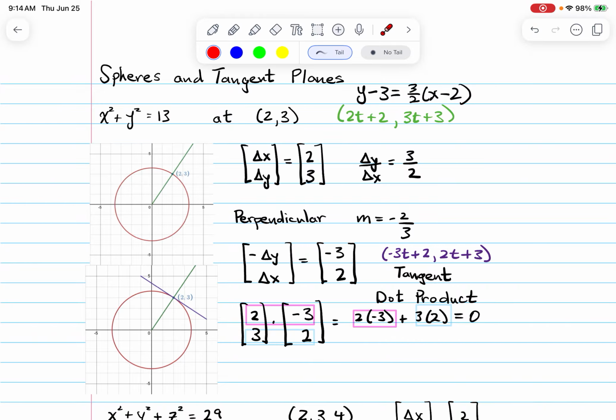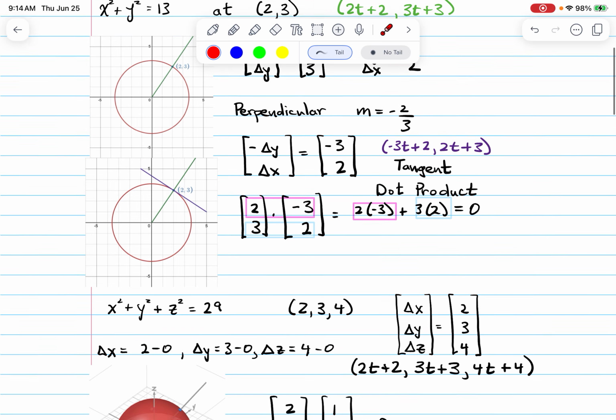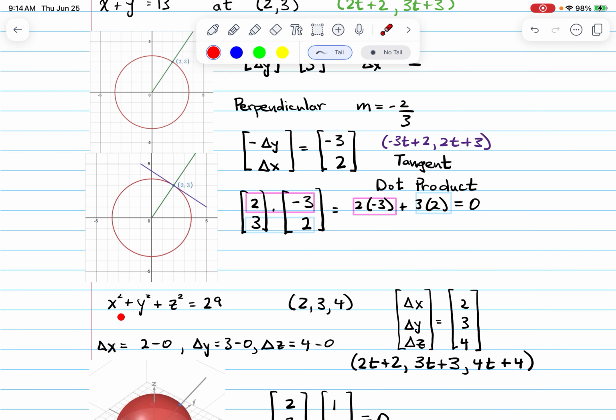Now, let's take a look at, let's expand that a little bit. Let's suppose I've got a sphere, okay? Here's a sphere, and I've got this point 2, 3, 4. 2 squared plus 3 squared, that's 13, plus 16.